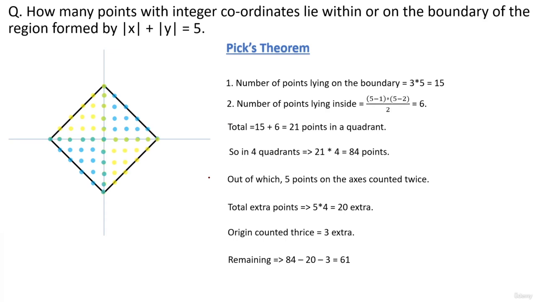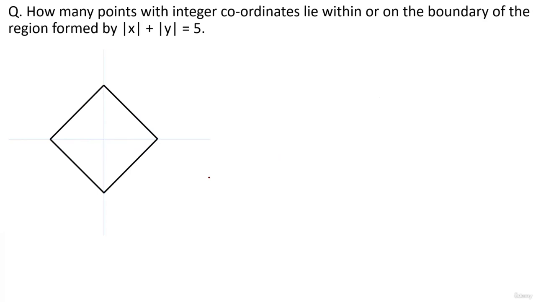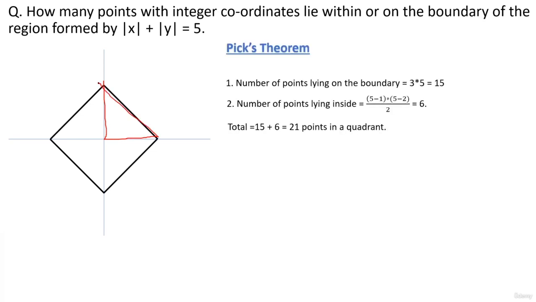Okay, I'll again walk you through the entire process, guys. Just pay attention. What we are doing is first drawing the diagram, using the properties of modulus, where it is positive and negative. In the first quadrant both x and y are positive, so the graph will be something like this, x plus y equals 5. In the second it will become minus x plus y equals 5. In the third, minus x minus y is equal to 5, and in the fourth, x minus y equals 5. Okay, such a graph will be formed. Now, guys, we use Pick's theorem and find out the number of points in the boundary and in the interior of one particular quadrant.